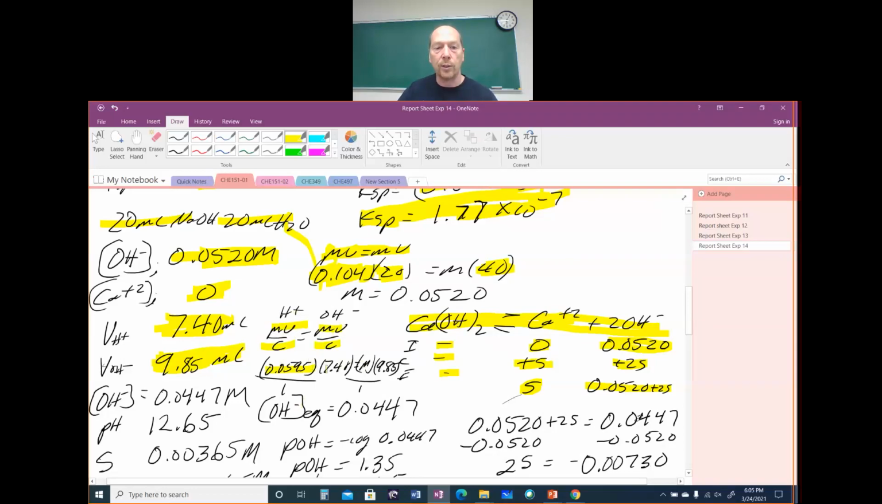0.0595 was the concentration of our acid. We use 7.40. Coefficient is 1. What is the molarity of OH minus at equilibrium? When we added 9.85 mL of our calcium hydroxide filtered solution, and a coefficient is 1. All right, so you get your OH minus concentration of 0.0447. So there is your concentration of OH minus at equilibrium.